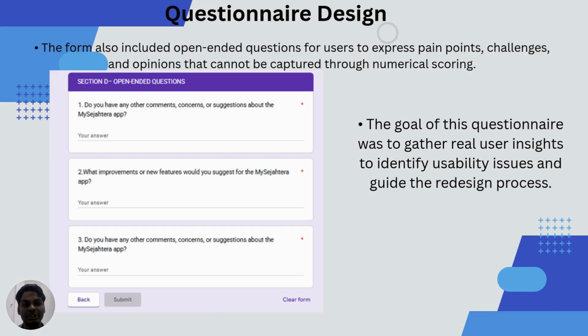The form also includes open-ended questions for users to express pain points, challenges, and opinions that cannot be captured through numerical scoring. This is to gather real user insight to identify usability issues and guide the design process.